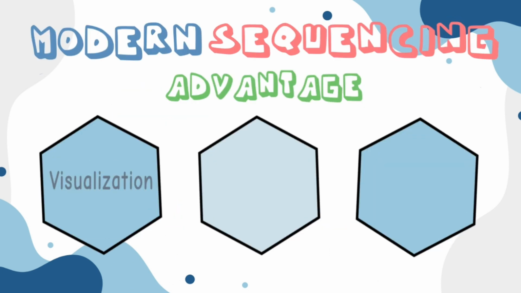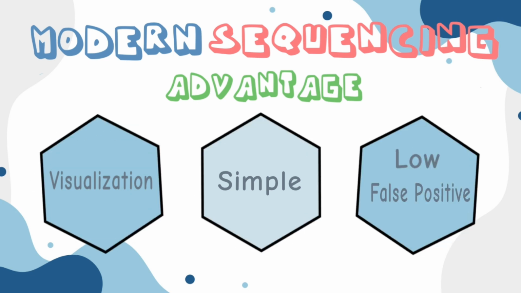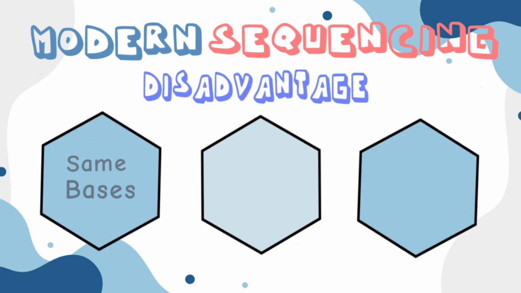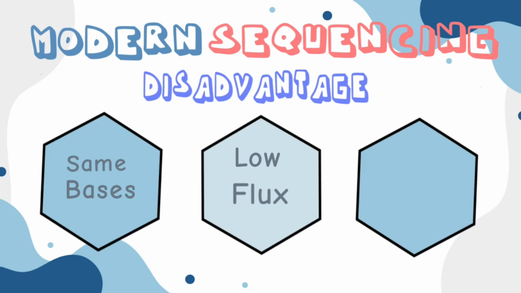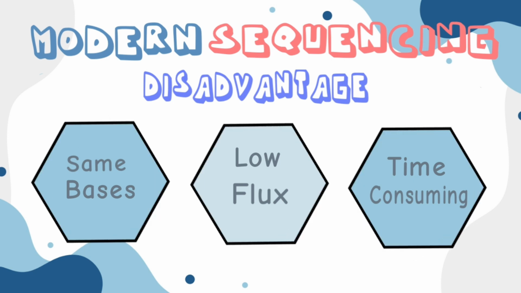The Sanger sequencing method has the advantages of obvious visualization, simple operation, and low false positive potential. At the same time, it becomes indistinguishable when there is a stream of the same bases in the target sequence. In addition, it has the disadvantages of low throughput and being time-consuming.